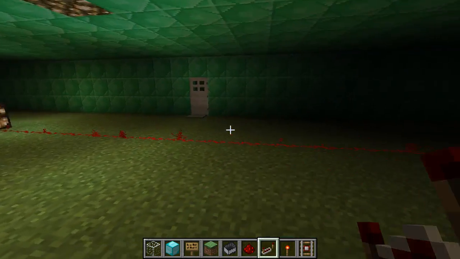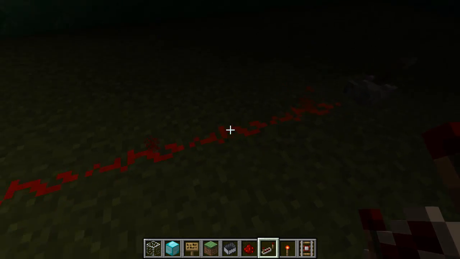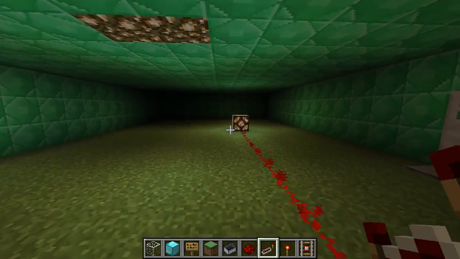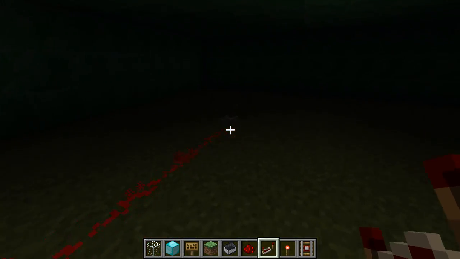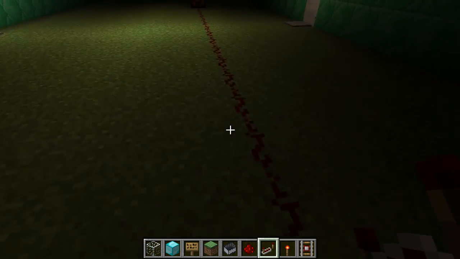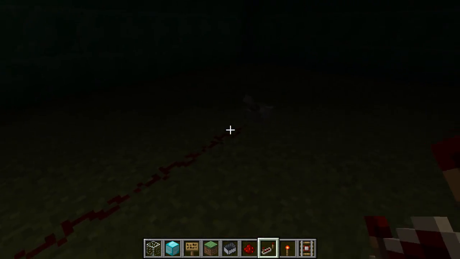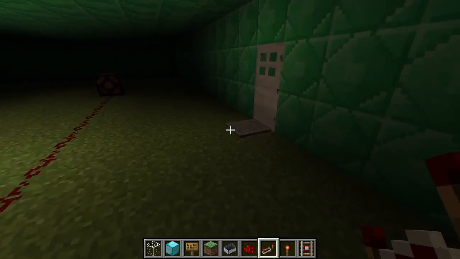The first circuit we have here is a switch, which is the source of energy, redstone, which is the wire, and the load, which is the lamp. The switch is currently on. If I flick it off, no power is flowing from the source through the wire to the load, therefore the lamp does not turn on. Very simple circuit.